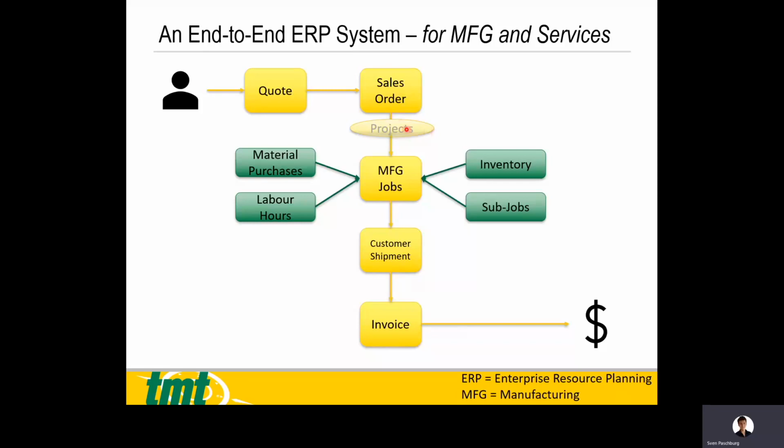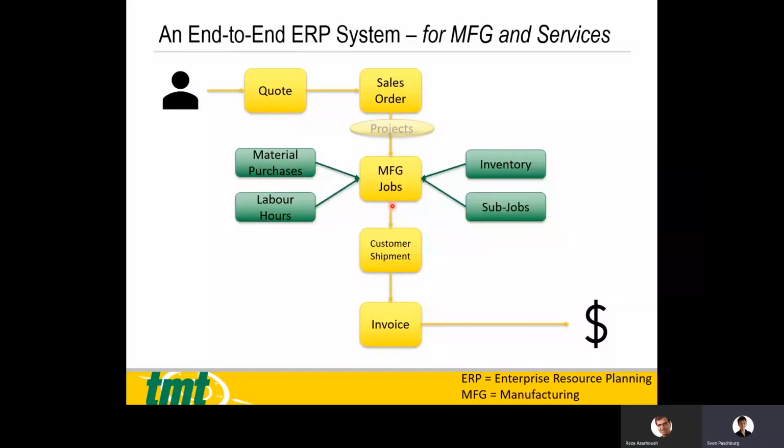Or if it's not direct to a project, the sales order goes direct to manufacturing jobs, which are used to deliver something. It could be delivering a service, could be delivering a product itself. Material purchases feed in to manufacturing jobs and labor hours, as you understand, your timesheet bookings. And what you can also do is items from inventory and sub-jobs as well.